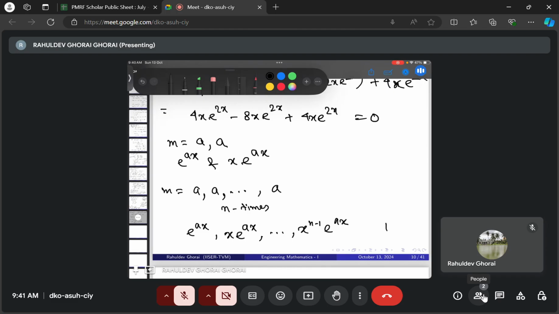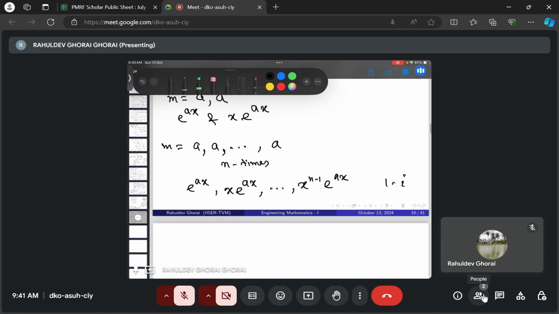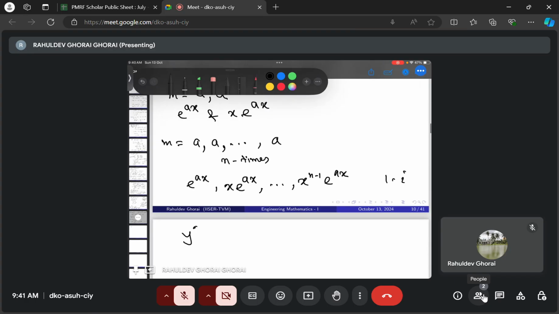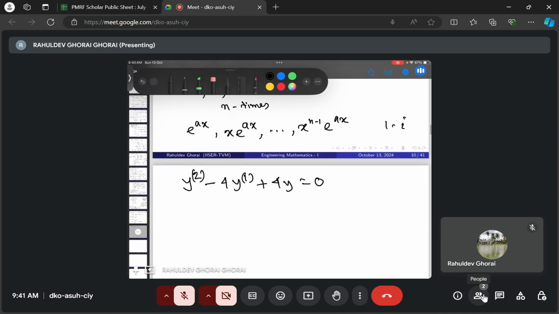They will be linearly independent solutions. So that's why for y'' - 4y' + 4y = 0, the solution will be c1 e^(2x) + c2 x e^(2x). That's why you get that x. That is the justification when you have repeated roots.